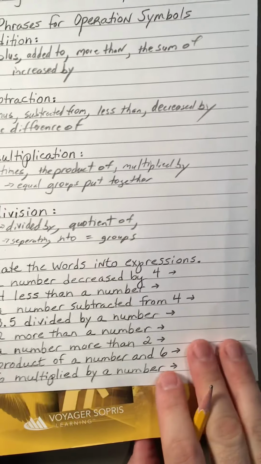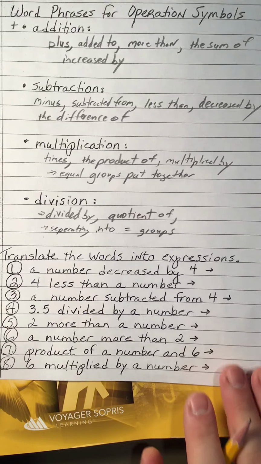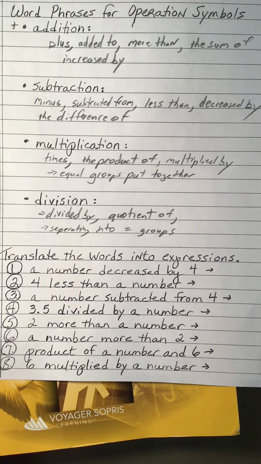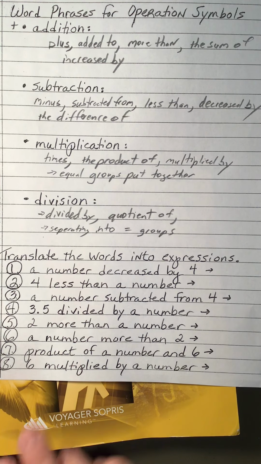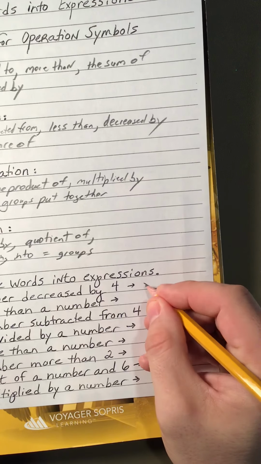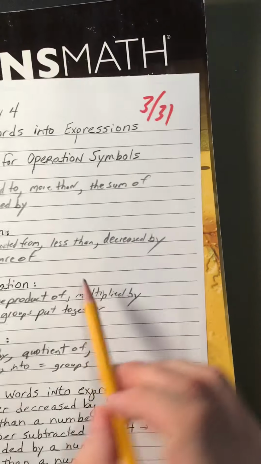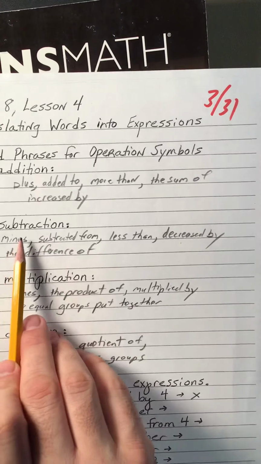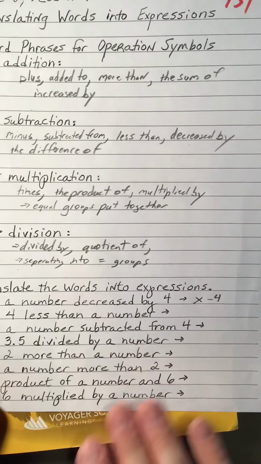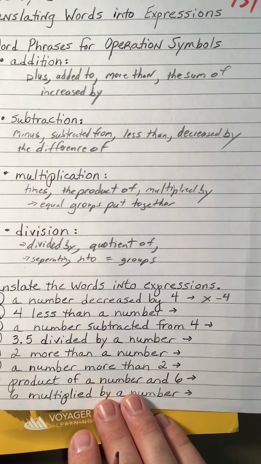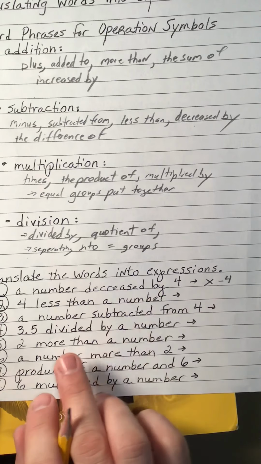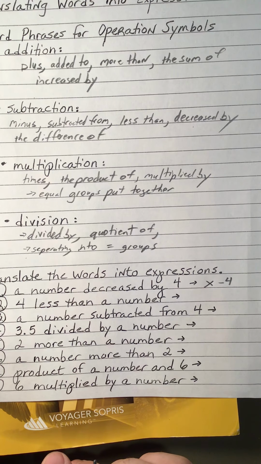Okay, so it gives us a few examples here. It says translate the words into expressions. So we're just going to put these words into an expression. Okay, so the first one, a number decreased by 4. Okay, so a number, we don't know what it is. Decreased by gives us a sign here, it's going to be subtraction. Decreased by 4, so x minus 4. The order does matter. 4 minus x would not work there, because it's a number minus 4, not 4 minus a number.